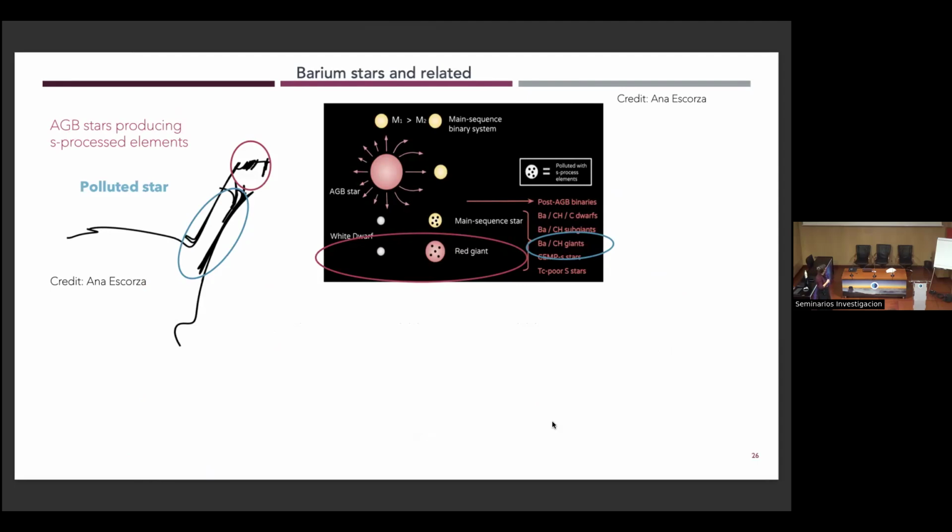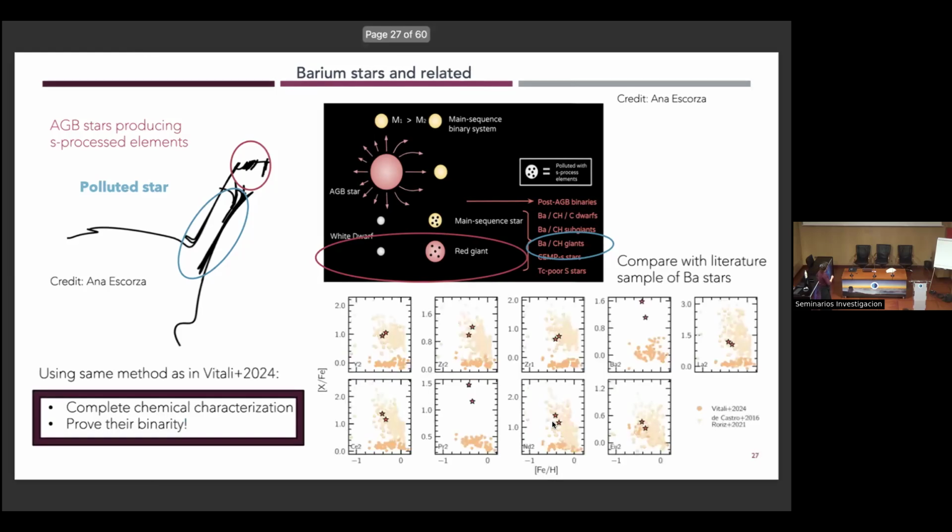So if they are s-process-enhanced but they are in the giant regime, this means that they have been polluted. So they are in a binary system where the companion was formerly an RGB star, and is now a white dwarf, and there was a mass transfer onto our giant stars. And so basically what we're trying to do during this week is to make a full chemical characterization of those two targets and prove their binarity.